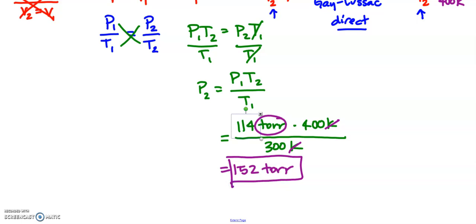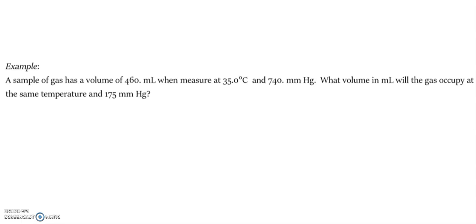All right, let's do one more. All right, so it says a sample of gas has a volume of 460 milliliters when measured at 35 Celsius, 740 millimeters of mercury. What volume in milliliters will the gas occupy at same temperature and 175 millimeters of mercury? Let's label. All right, 460 milliliters. This is a volume when measured at 35. This is a temperature. And 740, we've got millimeters of mercury, so this is a pressure. These all go together, right, when measured at this and this. So I'm going to write ones by all of them.